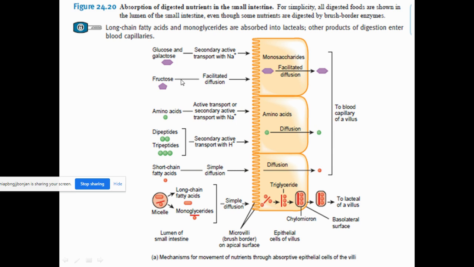You can see fructose is a very small molecule, and it is present in the fruits. So fructose is transported via facilitated diffusion, whereas glucose and galactose compete with one another. Usually, the galactose competes with the glucose for absorption and transportation. So they are transported by secondary active transport along with the sodium.